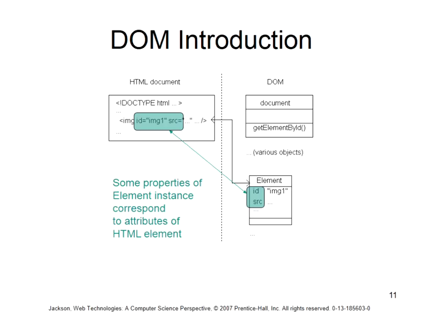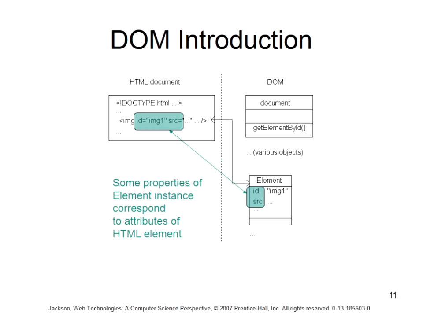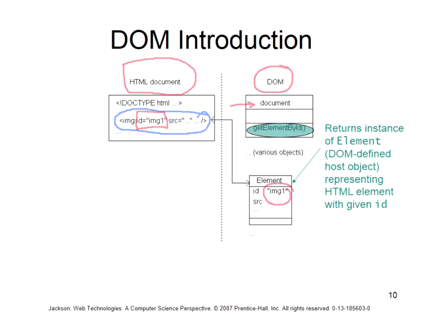So some properties of an element instance correspond to attributes of the HTML element. For example, here src is the attribute of this element. So to modify this attribute... Please, again, about this part. Okay, for this part I will explain getElementById with an example.